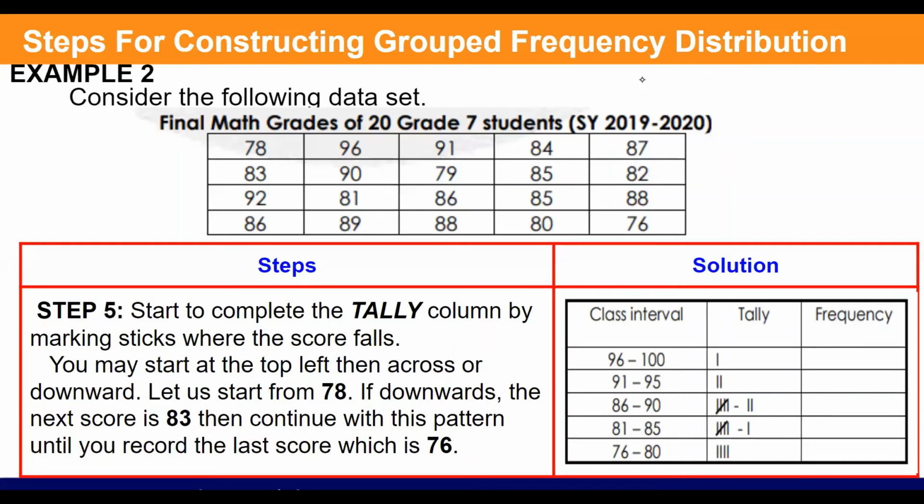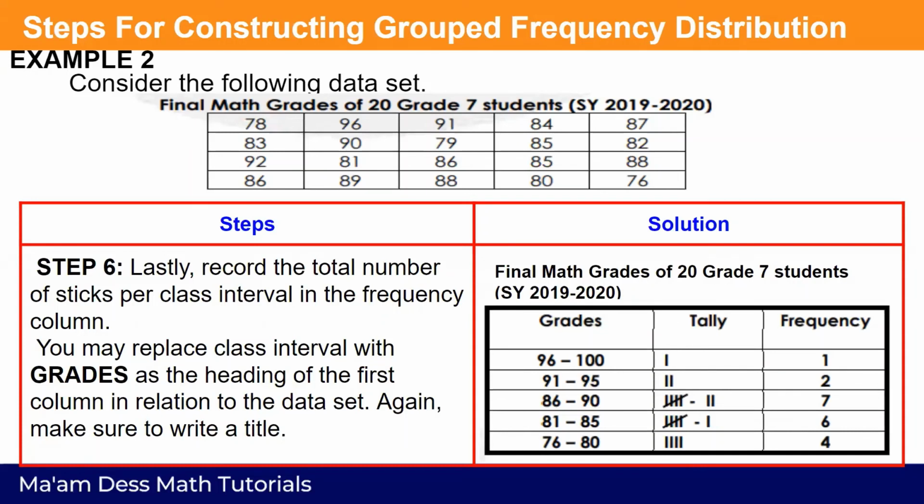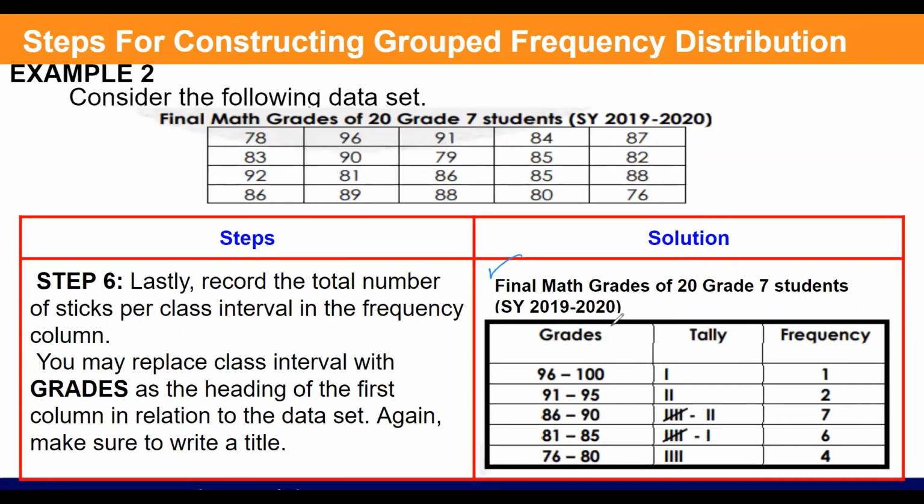And now here is our finished product. So under the tally column, we have now 1 stick, 2 sticks, okay, 7 sticks, and so on. So next one. Ayan, step 6. Lastly, record the total number of sticks per class interval in the frequency column. You may replace class interval with grades as the heading of the first column in relation to the data set. Again, make sure to write the title. So, andito na po yung title natin, Final Math Grades of 20 Grade 7 Students, School Year 2019 to 2020. Ayan, so our frequency, we have 1, 2, 7, 6, and 4.